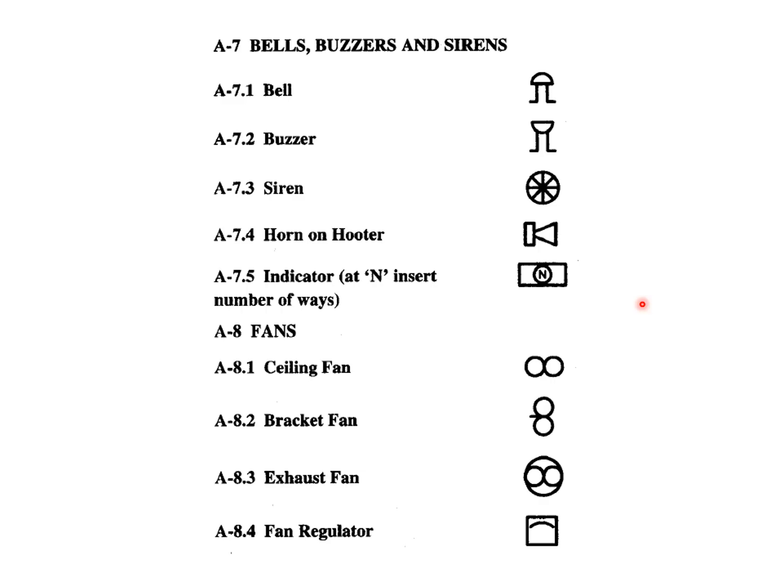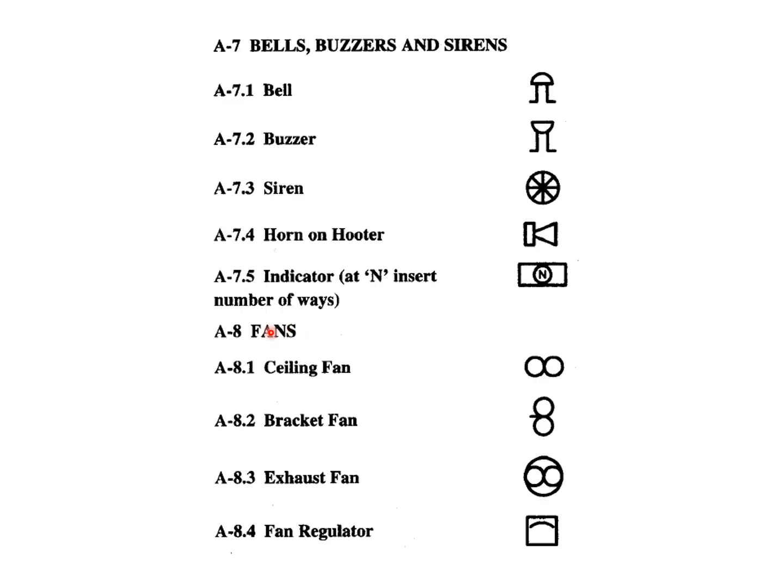Friends, this symbol series is very important. We show a bell with this symbol, a buzzer with this symbol, and a siren with this type of symbol. Horn and hooter used in fire circuits are shown like this.